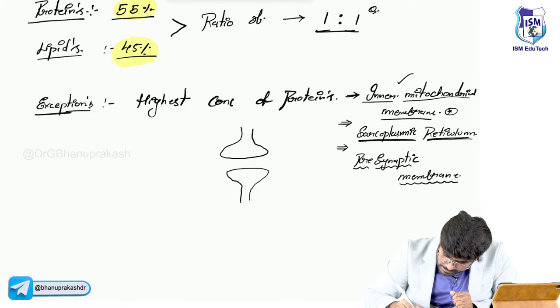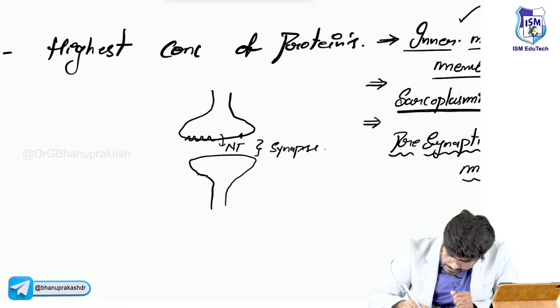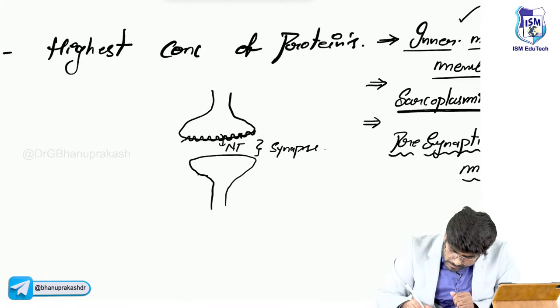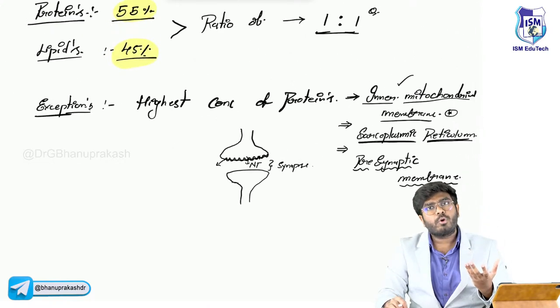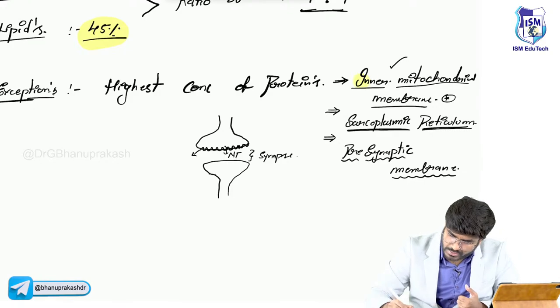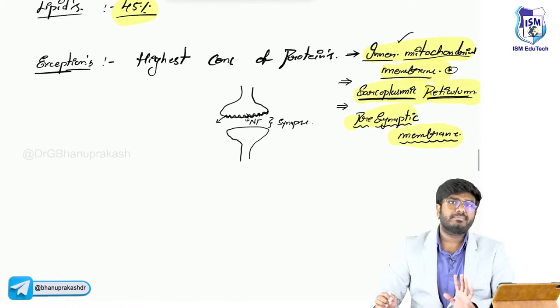So, from this membrane, neurotransmitters are going to be released. This space is called a synapse. Now, this membrane which I am highlighting is the presynaptic membrane. This presynaptic membrane contains a lot of proteins. So, these are the three answers I have given you: inner mitochondrial membrane, sarcoplasmic reticulum, and the presynaptic membrane. They contain a large amount of proteins.